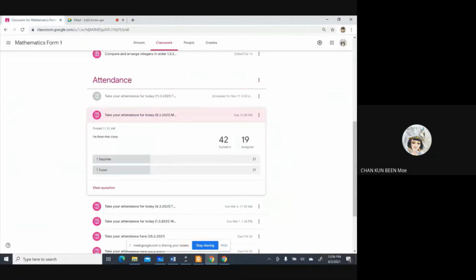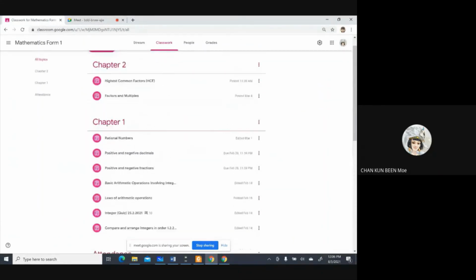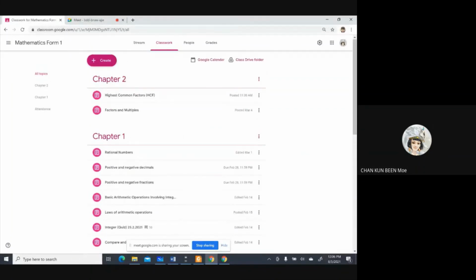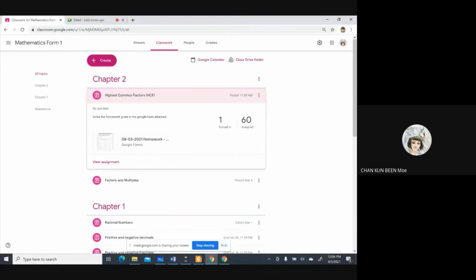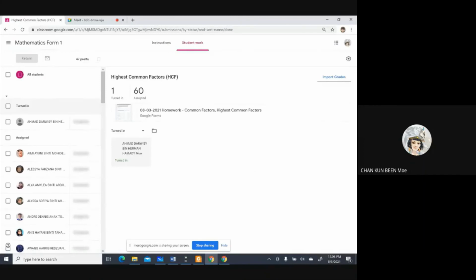Okay, so now, after you have taken your attendance, I want you to move to the exercise for today. This one is in chapter 2. That's the highest common factor. Okay, previously the factors and multiples, very good. There are a lot of you who have done it. So now I want you to do this, the highest common factor. One person already turned in so fast. Who is that? Ahmad Dawisi. I'm not sure whether he did everything correct or not. So later I am going to import the grades and then see how many of you got it full.